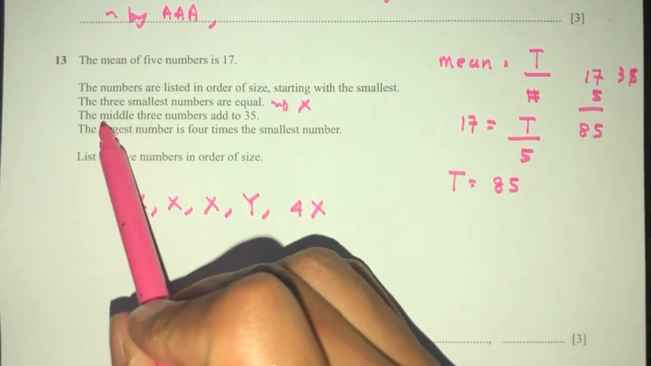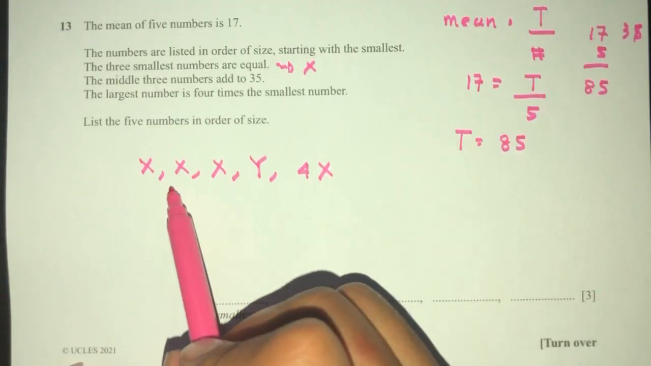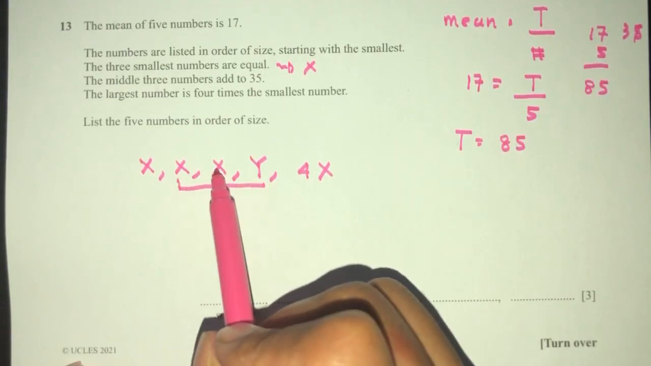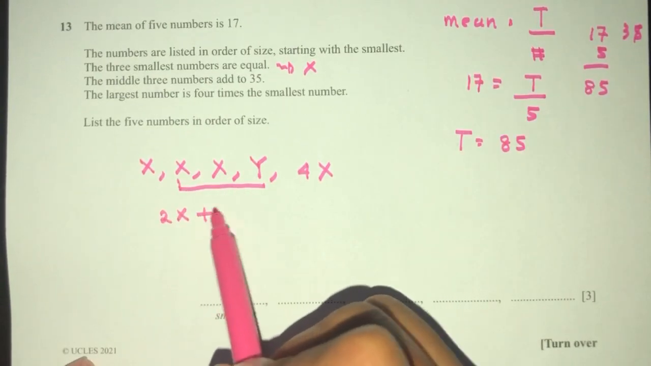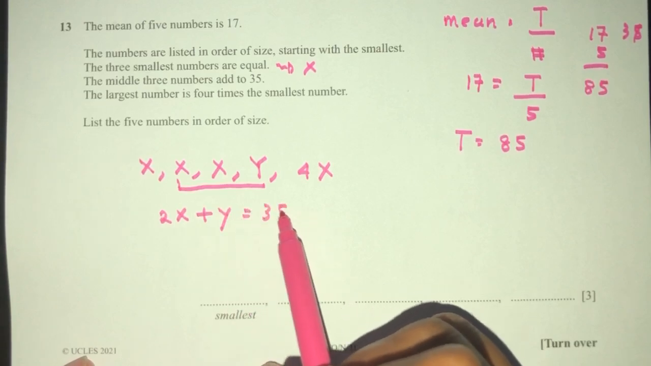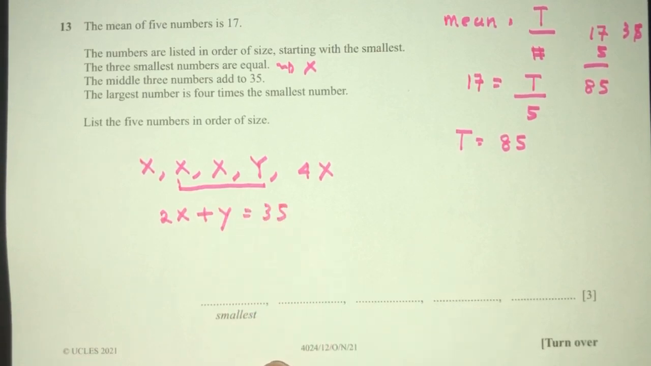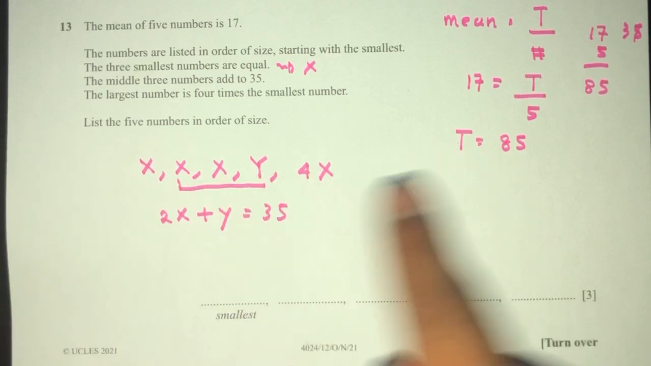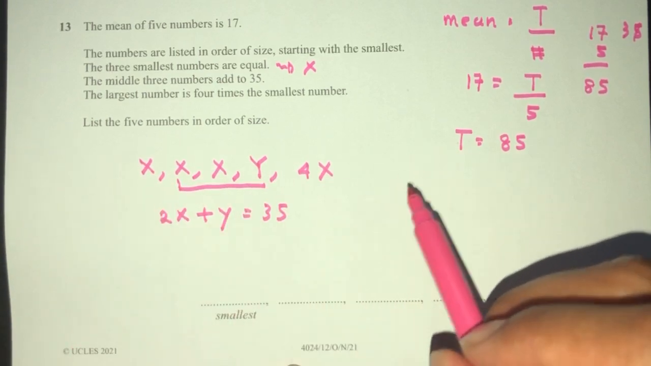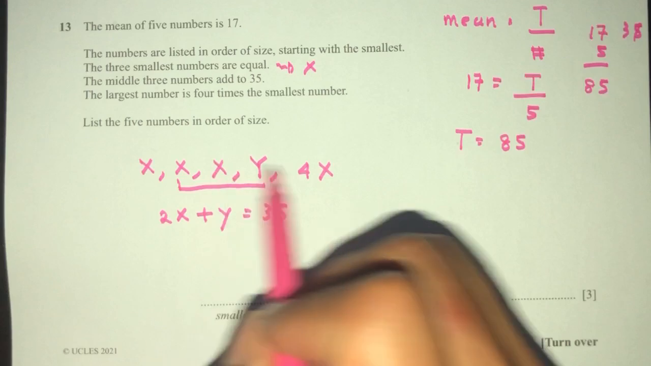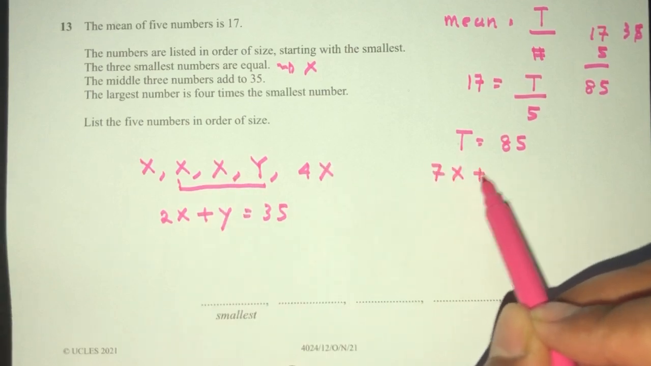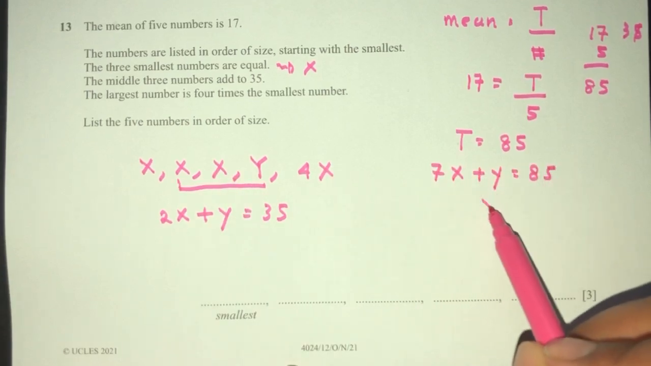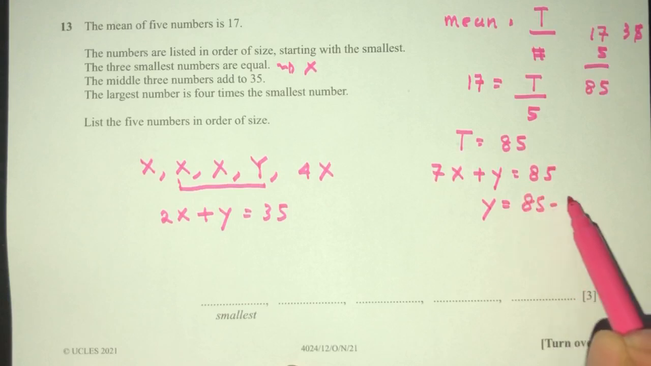Now we say the middle 3 numbers add up to 35. So the middle 3 will be x plus x plus y, that is 2x plus y has to be 35, according to the question. So we have to solve a few equations here. How do you find the total? We have to add everything up to get 85. Adding everything up gives 3x plus 4x, that will be 7x, plus y is 85. So y becomes 85 minus 7x.